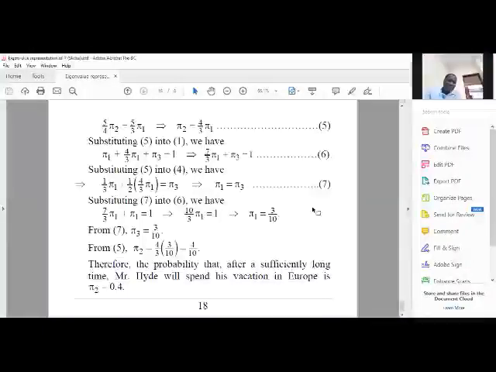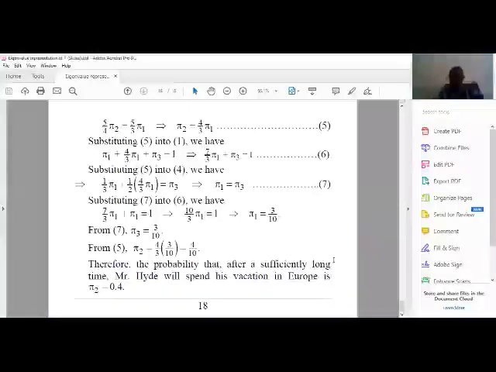So in the long run, the probability that Mr. Hyde, here I use sufficiently long time, will spend his vacation in Europe is 4/10. After a long time, the probability that he spends his vacation in Africa is 3/10. And after a long time, the probability that he spends the vacation in India is also 3/10. So we call it a long-run distribution. After a long period of time, all things being equal, these are the distribution of the probabilities.